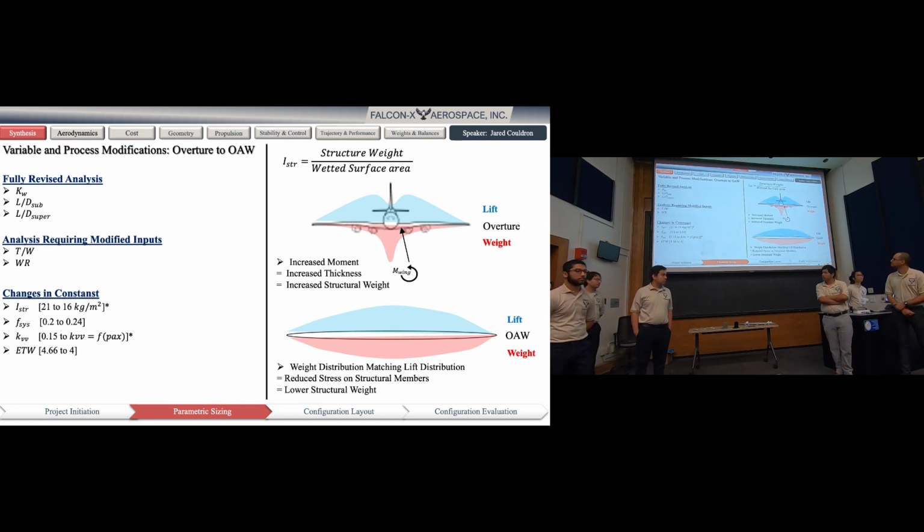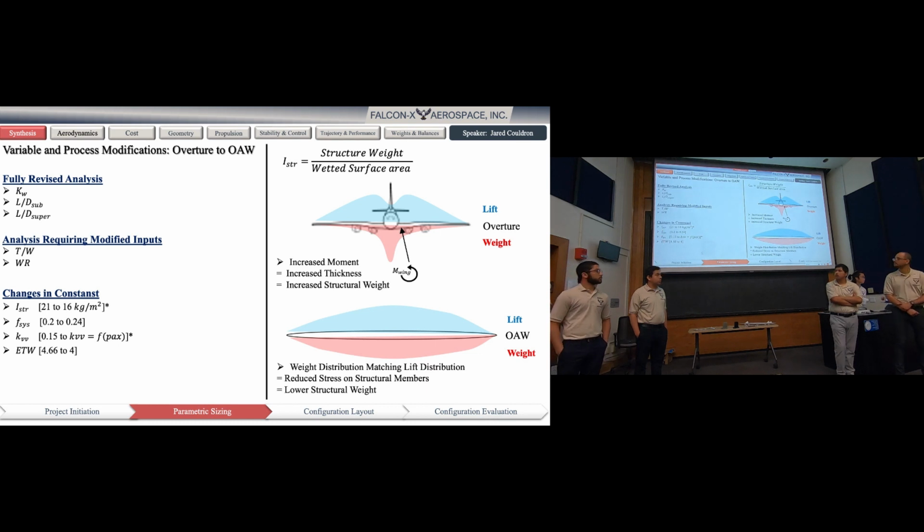Now we have finished the Boom Overture. Now we're moving to the OAW. How are we going to change inputs, analysis, and constants so that we can get to the OAW? We have a couple of revised analyses, a couple that just require input changes, and some significant changes in constants, the structural index and the void volume.